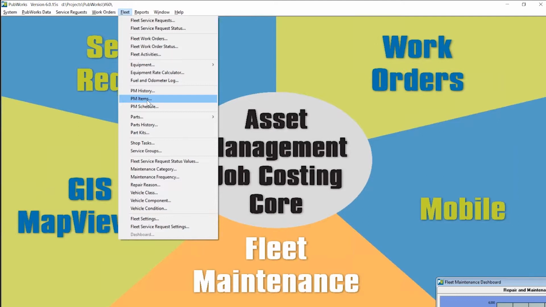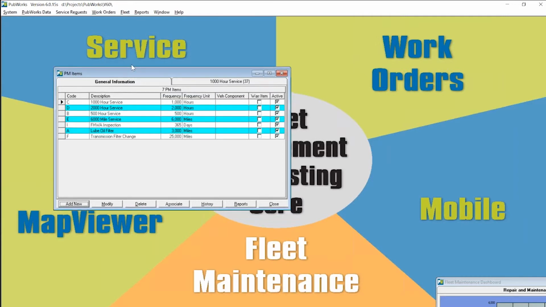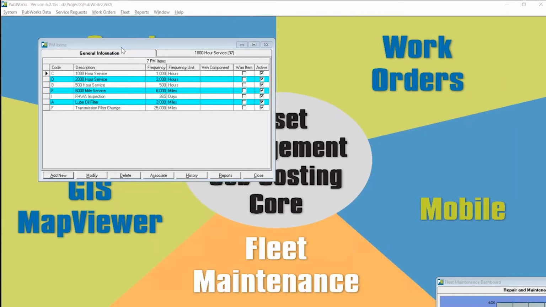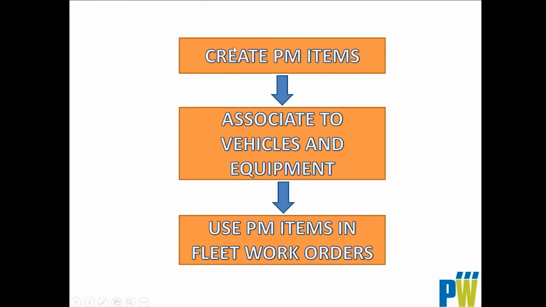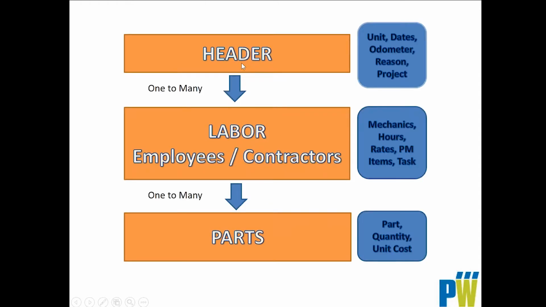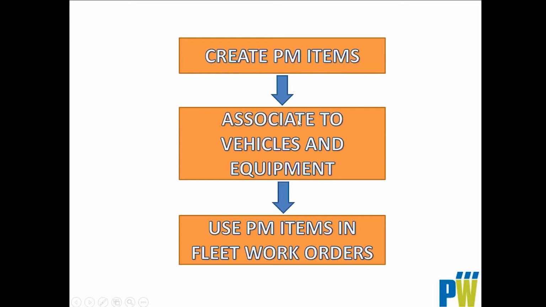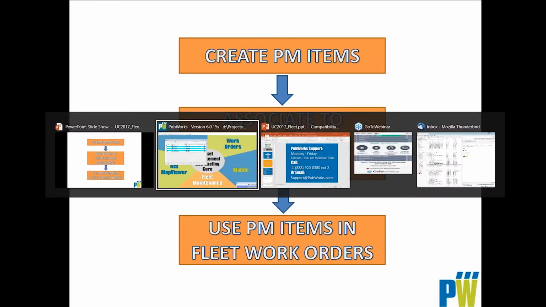So there's the concept of a PM item, and let me just go to the PowerPoint because there's a little graphic here that helps with this. It's a pretty simple process of creating a PM item, and then associating that PM item to a set of vehicles and equipment. And then once that association's been made, you can use the PM item in your fleet work orders. And it'll cycle through your PM schedule by looking at the fuel and odometer log, and it'll also look at dates and odometer readings that have been recorded on fleet work orders. So it's a virtuous cycle, if you will, with regard to PM items.